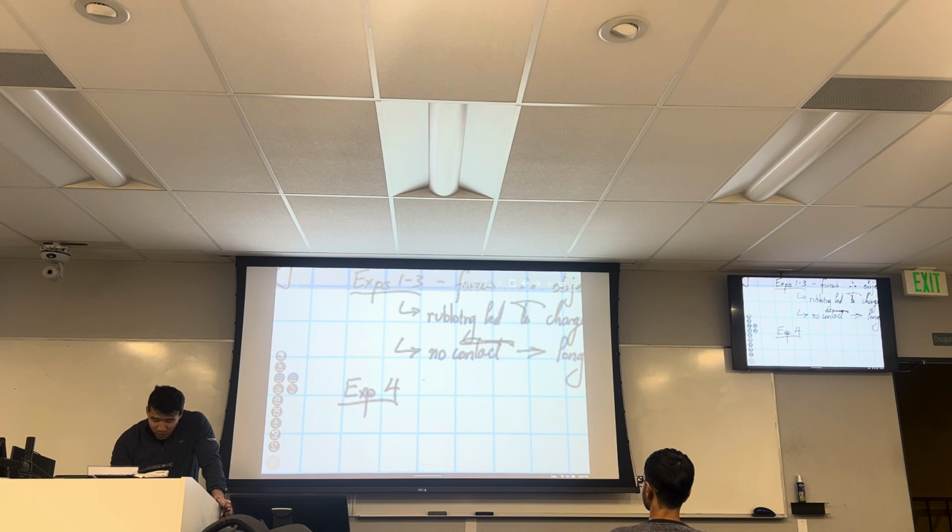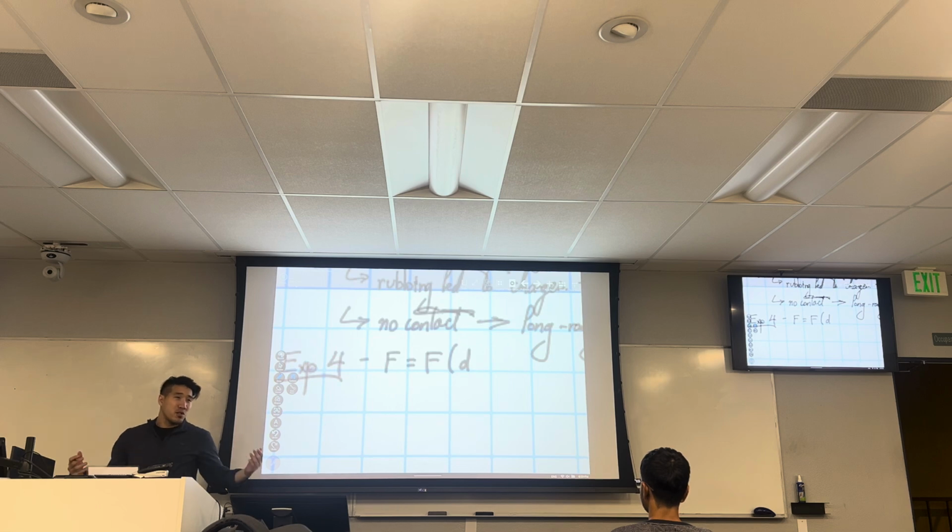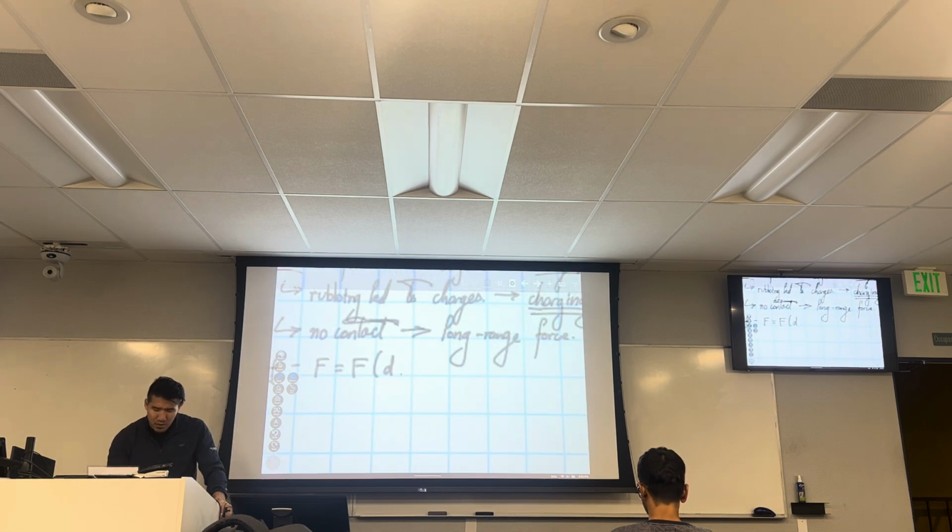So in experiment 4, we found that the force had at least 2 variables. The first one was distance. How far apart are the 2 objects located? The other variable was how much the rods were rubbed. So the force is a function of distance as well as the amount of rubbing, or the strength of rubbing.